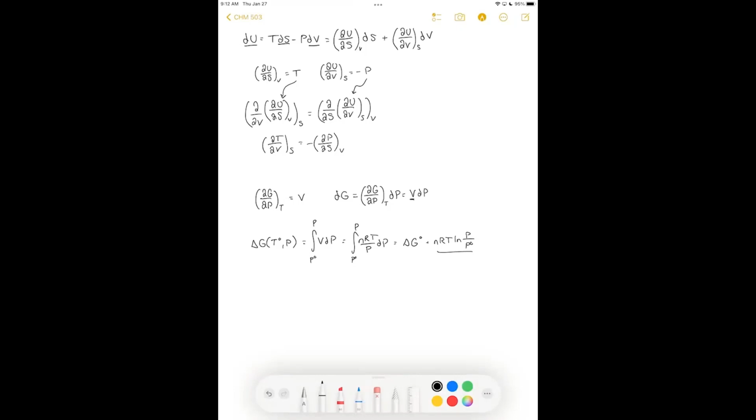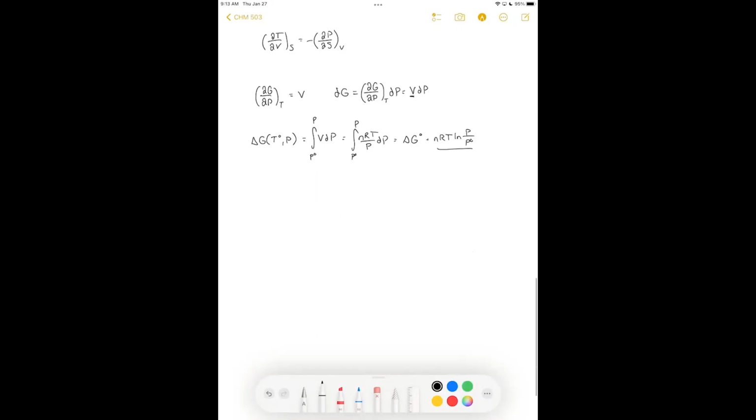We'll lastly look at how the Gibbs free energy changes as a function of temperature. And we're going to do something that's a little bit shifty here. Rather than evaluating how the Gibbs free energy changes as a function of temperature, we're going to evaluate how the Gibbs free energy over temperature changes as a function of temperature. Now, why are we doing this? Well, we're doing this because eventually what we're going to want to do is figure out how the equilibrium constant changes as a function of temperature.